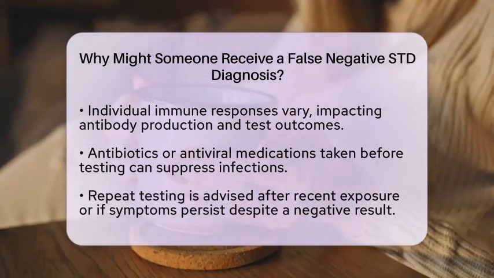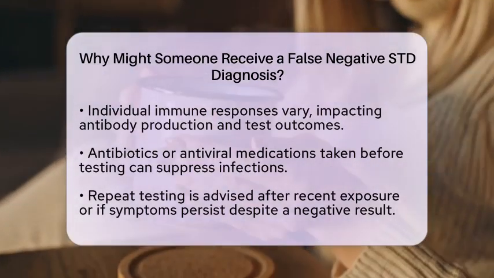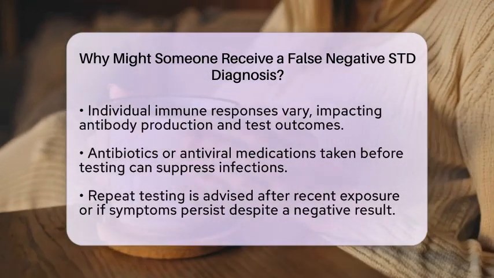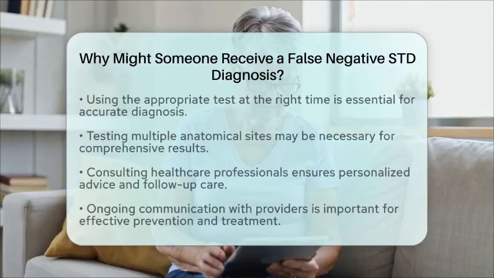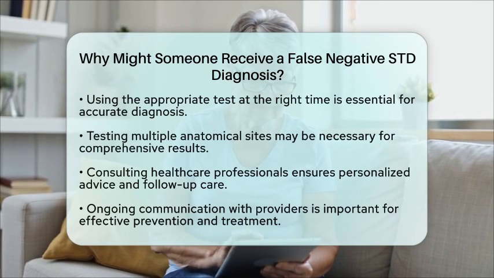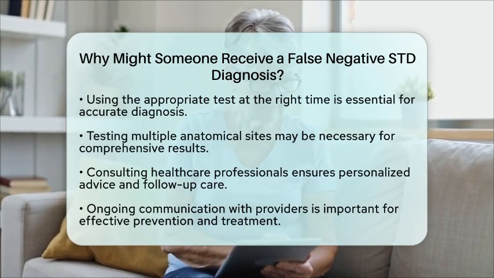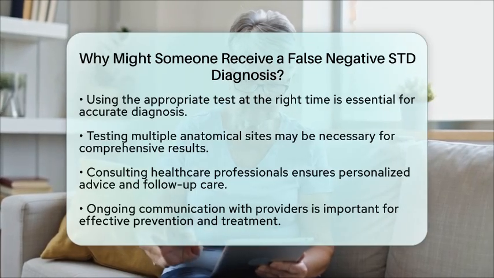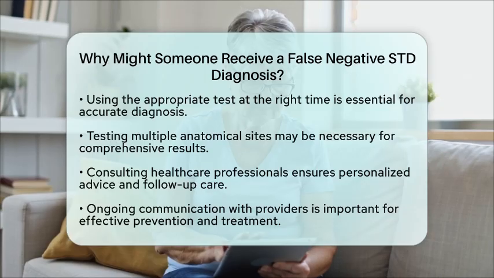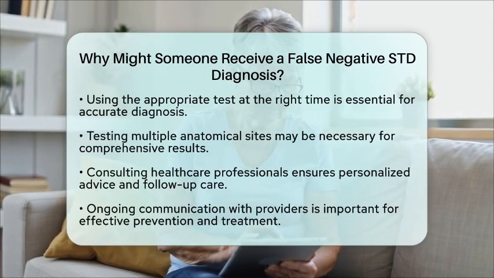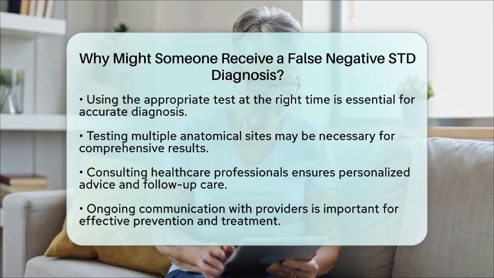Given these factors, it is essential to consider repeat testing if there has been recent exposure or if symptoms continue despite a negative result. Using the right test at the right time is crucial, keeping in mind the specific infection and its window period. Testing multiple anatomical sites may also be necessary if exposure occurred in different areas. Consulting healthcare professionals is vital for personalized advice and follow-up. Some infections require specialized testing methods.